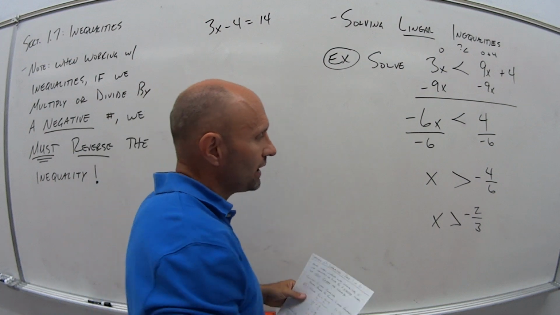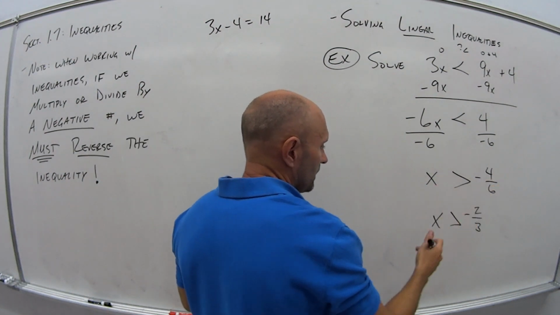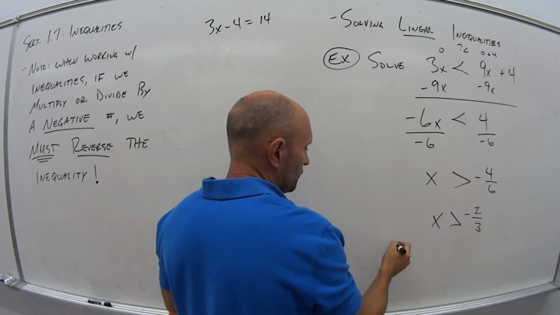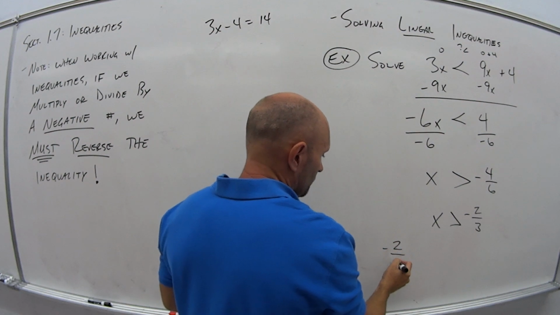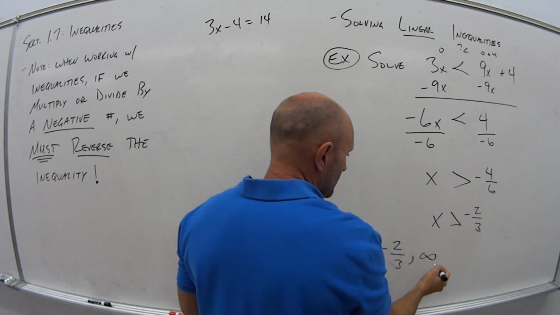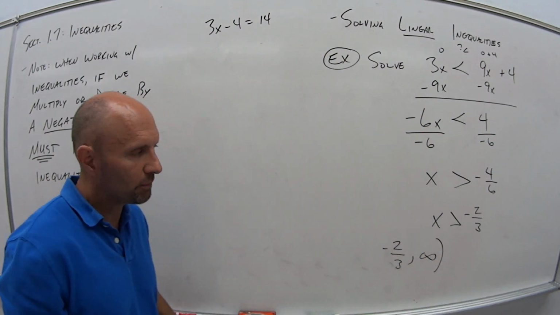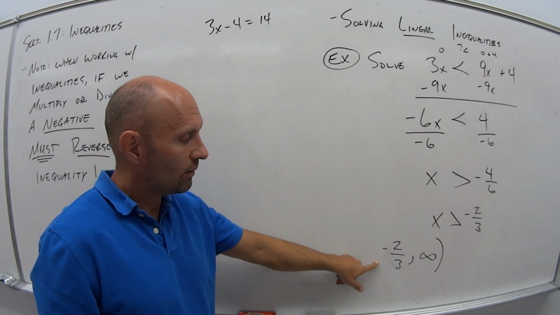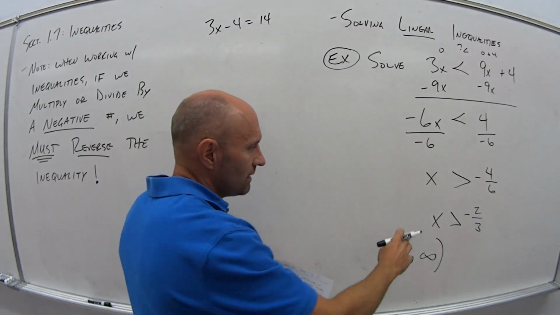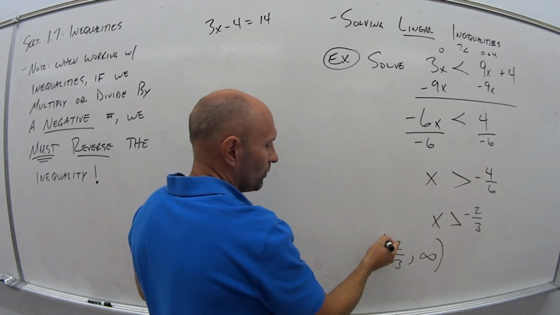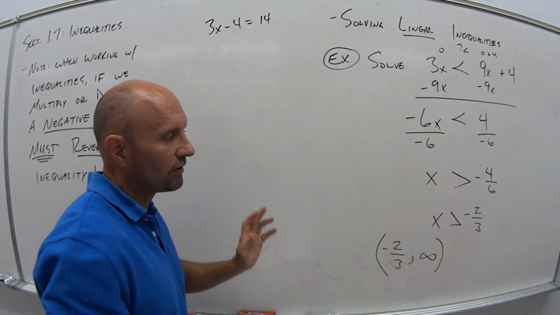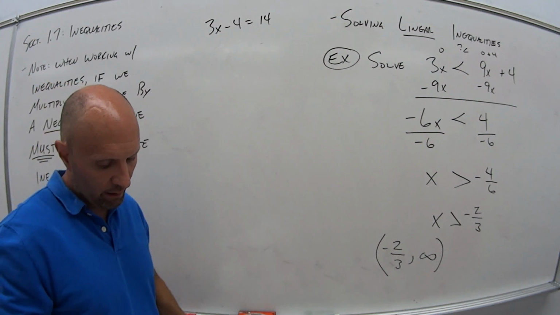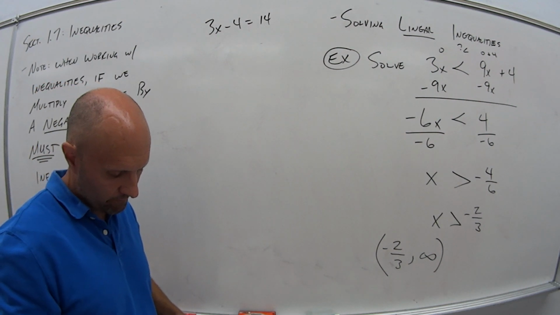So in interval notation, I can say x is greater than negative 2/3, or that means I'm going from negative 2/3 up to infinity. I know infinity always gets a parenthesis. Do I get a parenthesis or a bracket here? Well, I get a parenthesis because it's greater than 2/3, but it doesn't include it. If it said greater than or equal, then I would have to put in the bracket.